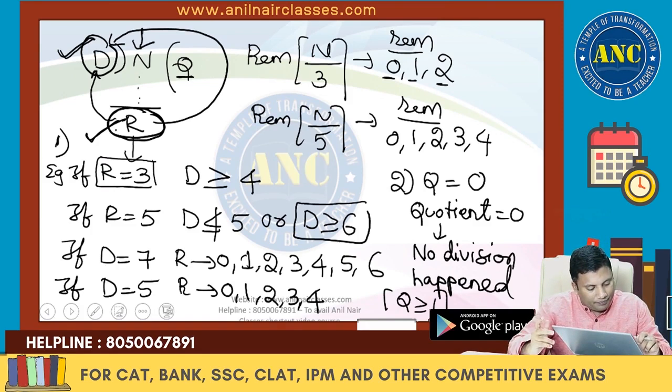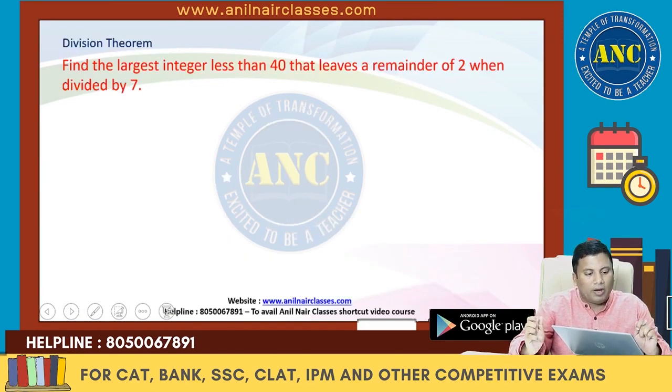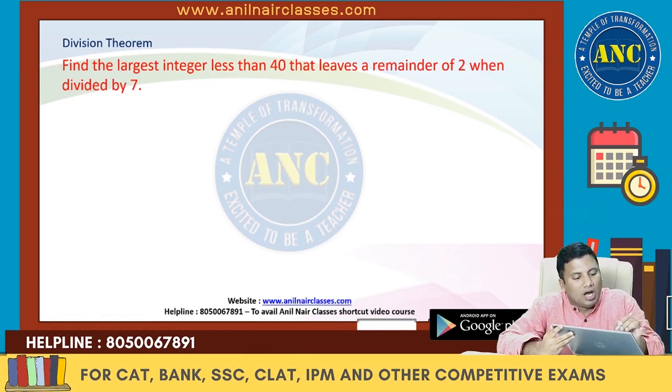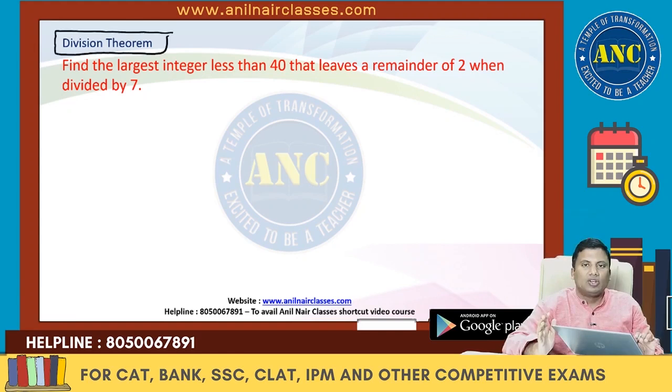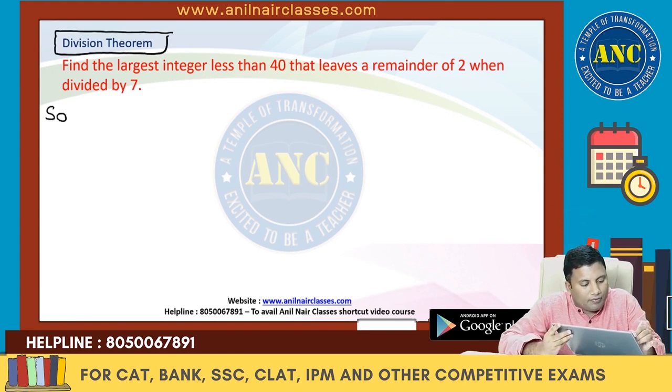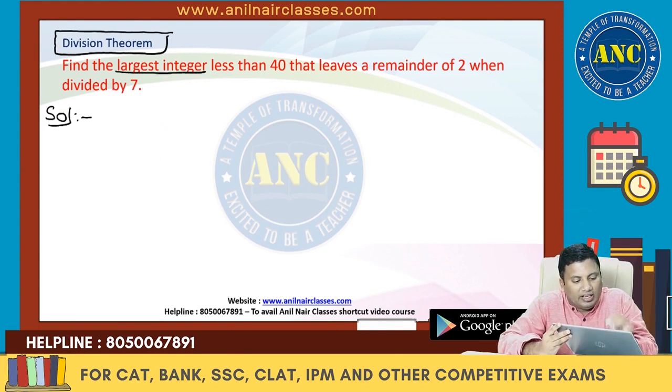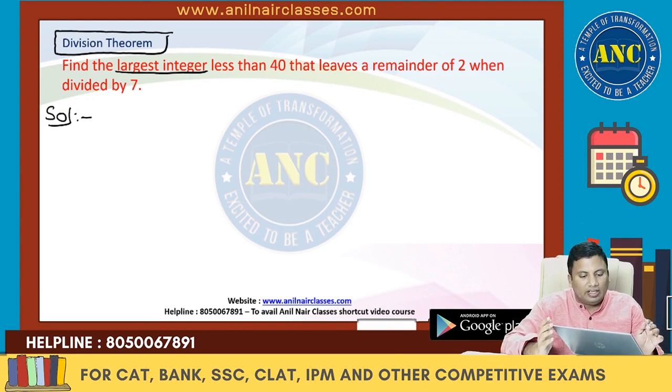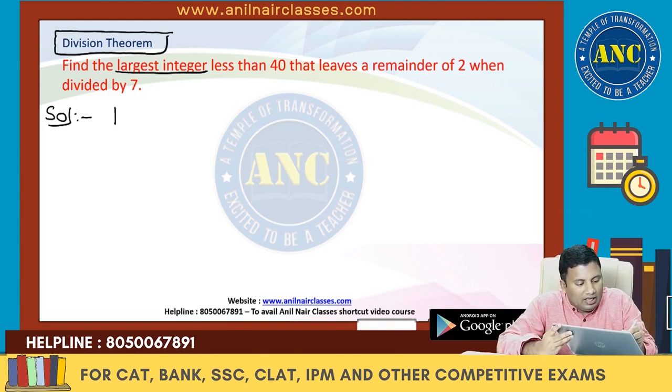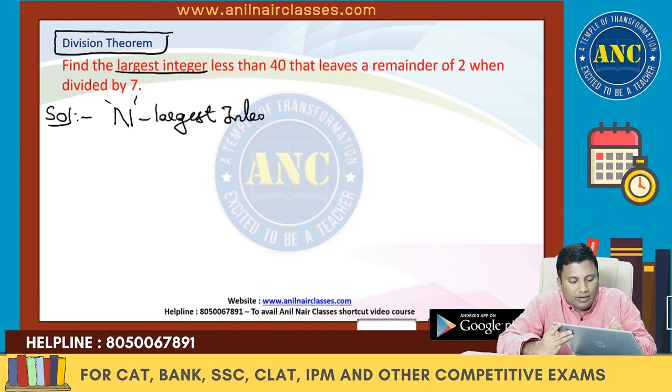Next one. Let us solve questions one by one. All the problems are based on the division theorem. Then we will get into the advanced level. Start from basics and go to the advanced level. Solution. First we will go very slowly. Find the largest integer less than 40. N is the largest integer. This has to be less than 40.